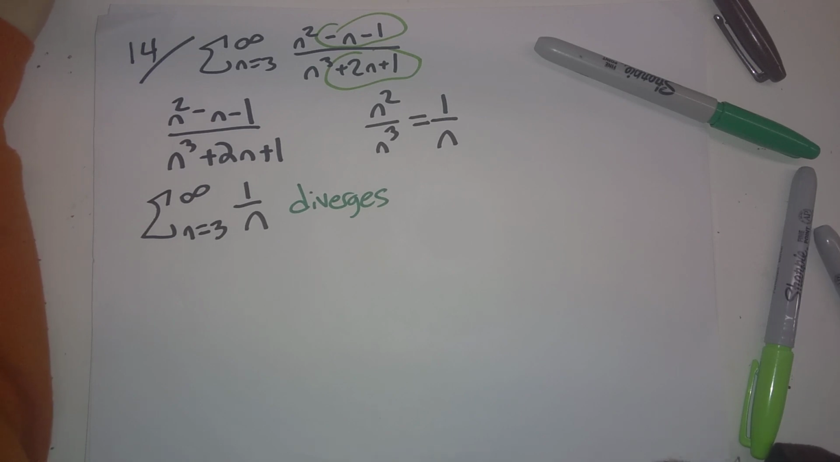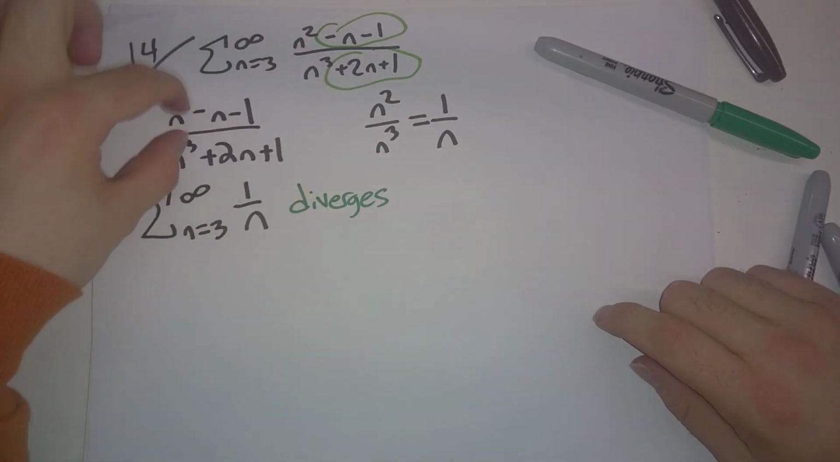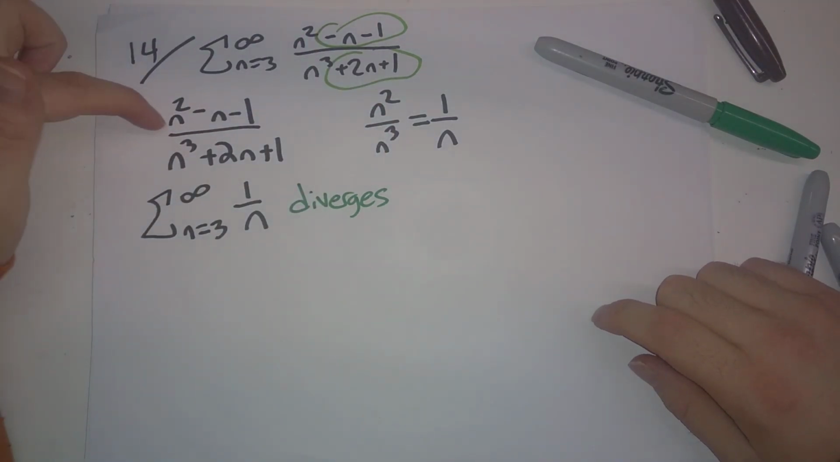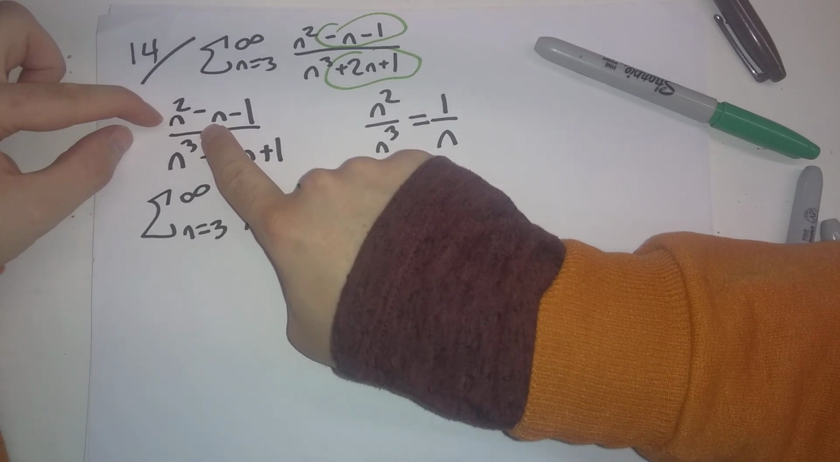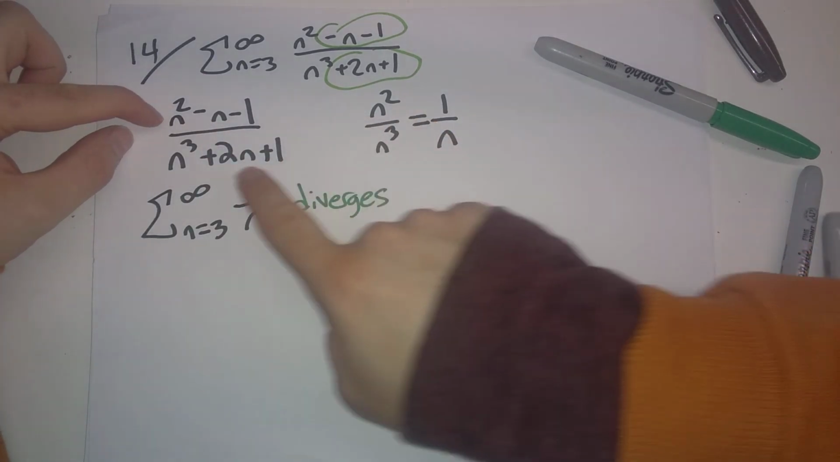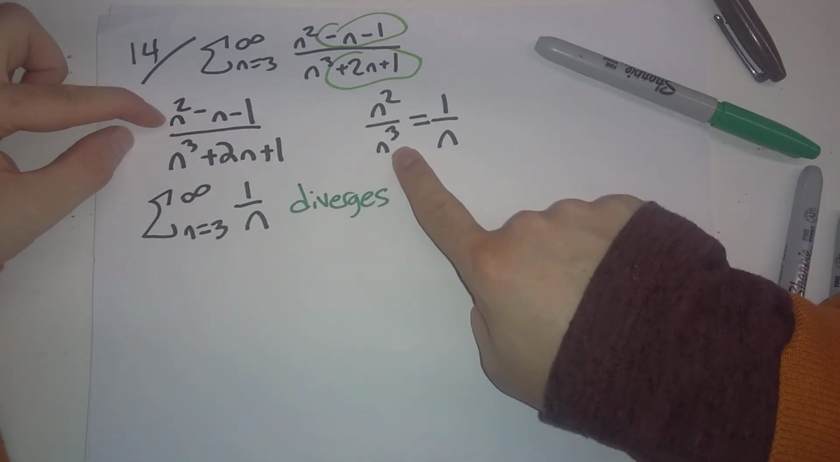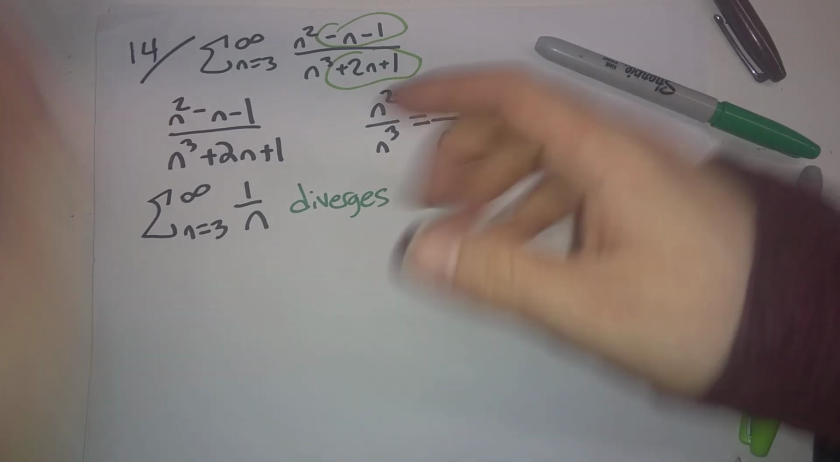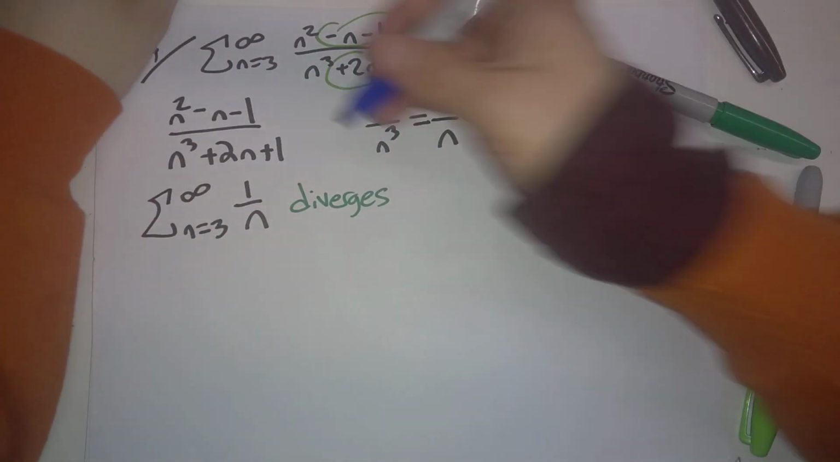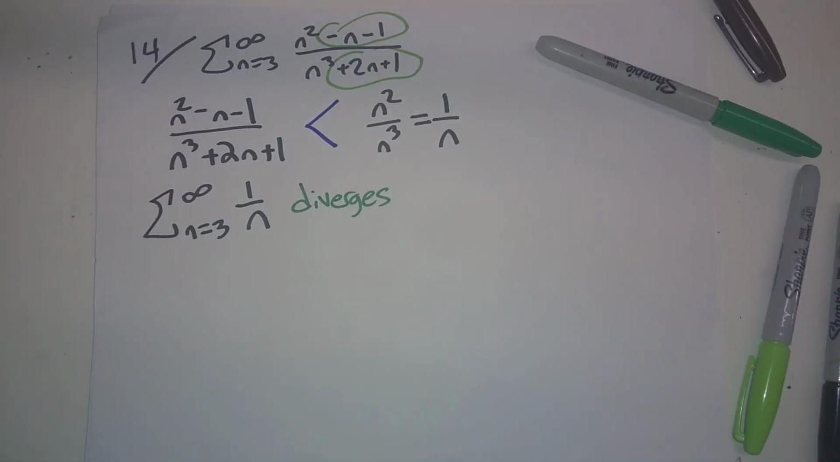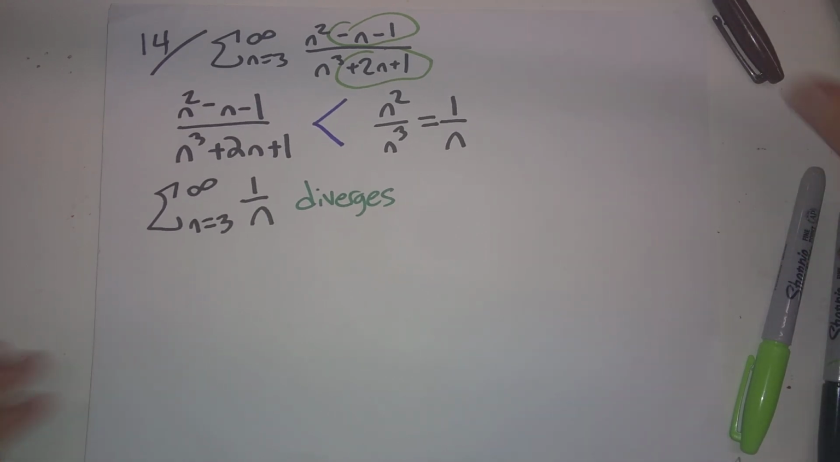Okay, so for direct comparison test, I have to figure out which one of these two fractions is bigger. Well, the one on the left has a smaller numerator than the one on the right, and it has a larger denominator than the one on the right. So both of that is making this one smaller than this one. So I can conclude that this fraction is smaller than this fraction. Okay, so is this in the right direction or is it in the wrong direction for us to use the direct comparison test? So unfortunately, this is in the wrong direction.